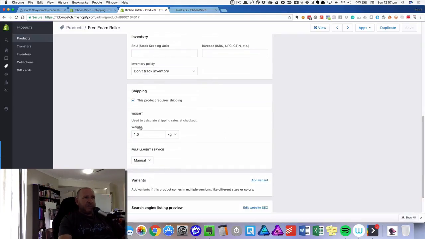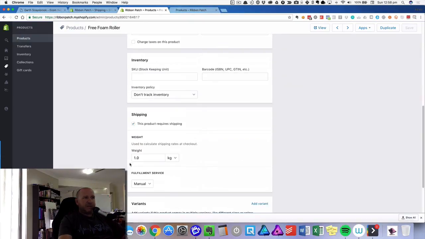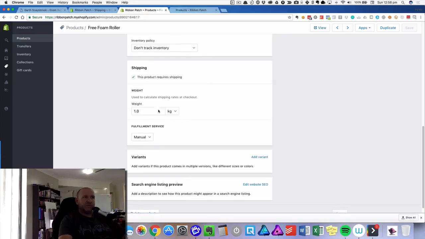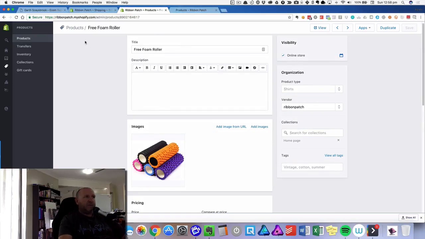The most important thing is, because this is a free product, we set the weight to 1 kilo, or in the States it'd be 1 pound. And this has no variants. If you do have products with variants, you've got to make sure that the weight is 1 kilo for each of the variants.